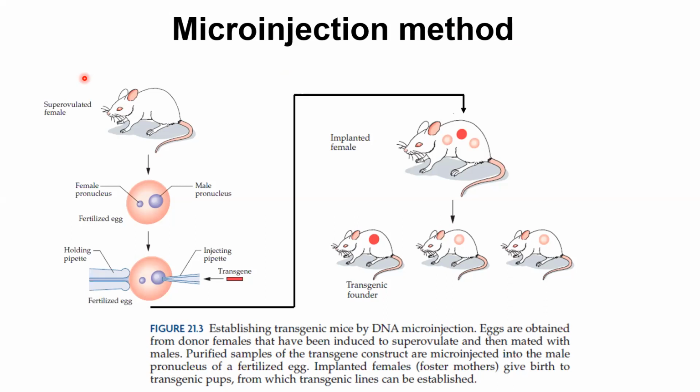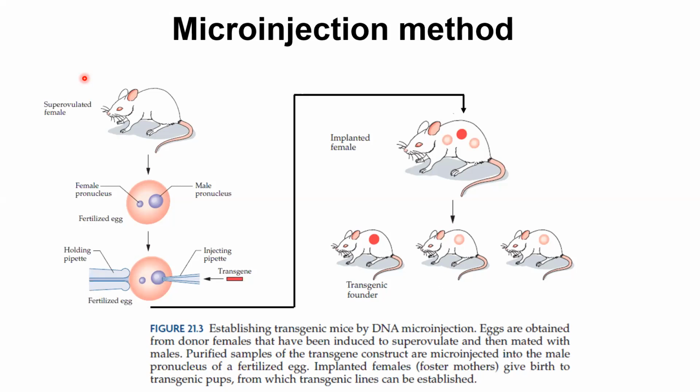It can produce about 30 to 35 eggs as a result of the super ovulation, because a normal mouse would produce only 5 to 10. So you could see there will be an increase of 7 to 8 times, almost 35, 7 times, yeah.